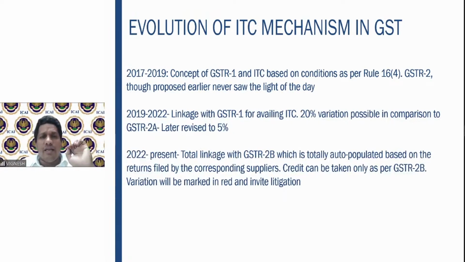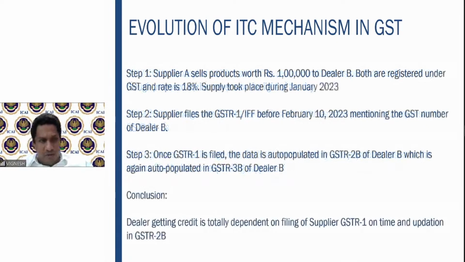From 2017 to 2019, there was no need of GSTR 2A or 2B. It was just for viewing the credit, that's all. In 2022, they put a percentage rule. With 2B, you had to take care if the claim was more than 20% of what is given. Later they changed it to 5%. But now, what they have done is total linkage with GSTR 2B, because it is auto-populated. So whatever is there, you can claim that.